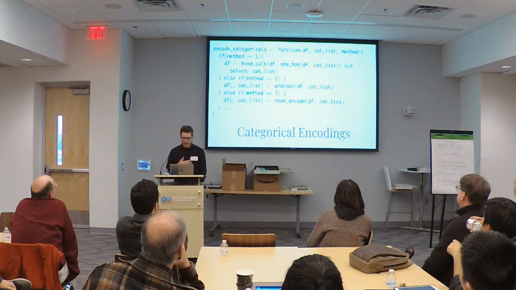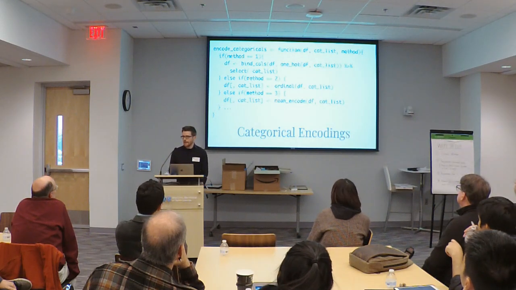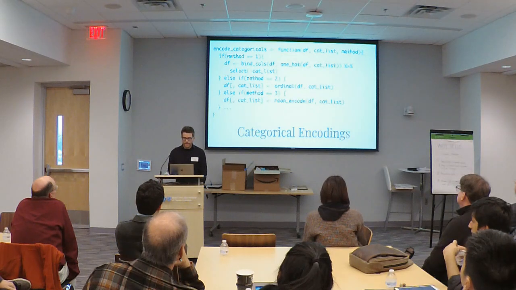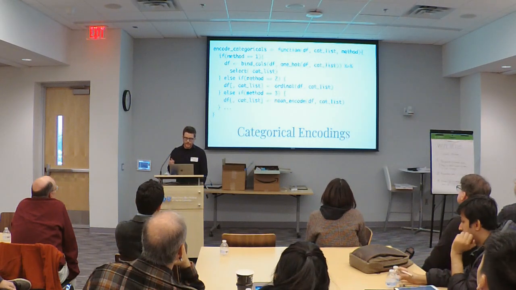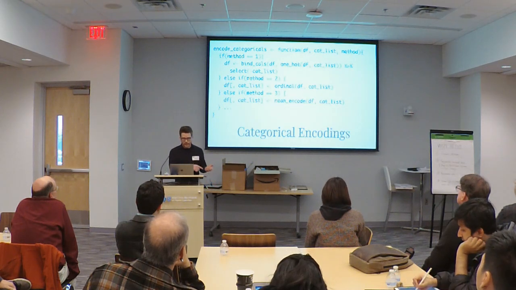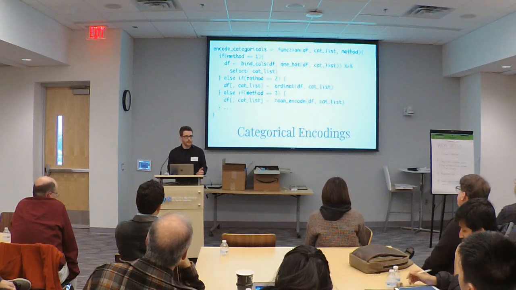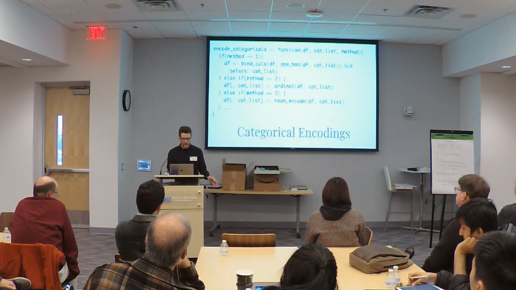So this is just an R pseudocode function showing what I'm talking about here. It takes a data frame, then a list of the categorical values, and a simple integer for which encoding to use. So now in your long model pipeline code, you can just loop over the different methods and figure out which one is going to work best with all the other decisions you've made downstream.